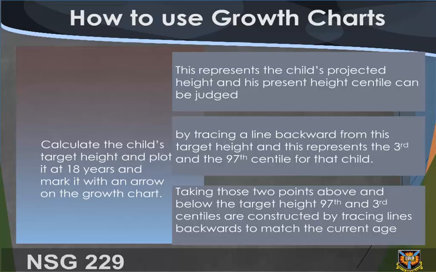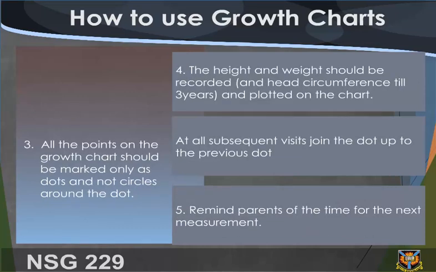Taking those 2 points above and below the target height, 97th and 3rd centiles are constructed by tracing lines backwards to match the current age. 3. All the points on the growth chart should be marked only as dots and not circles around the dots. 4. The height and weight should be recorded and head circumference till 3 years and plotted on the chart. At all subsequent visits, join the dot up to the previous dot.